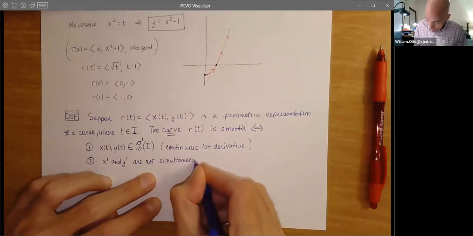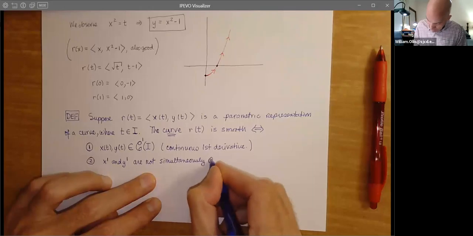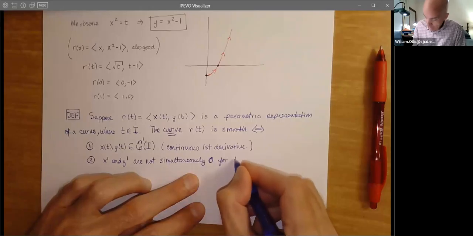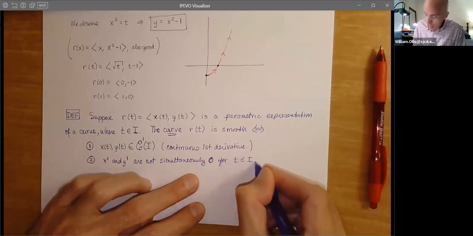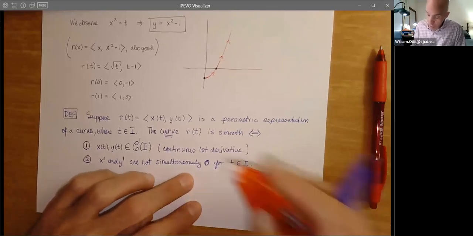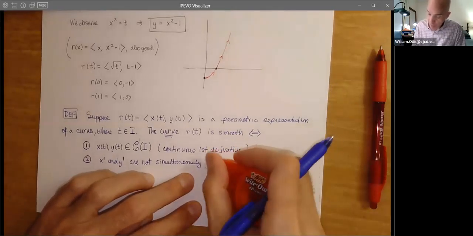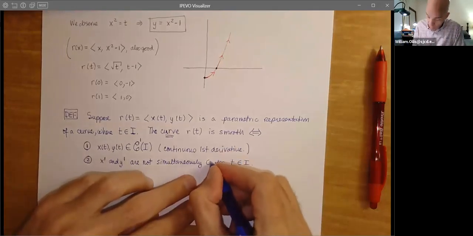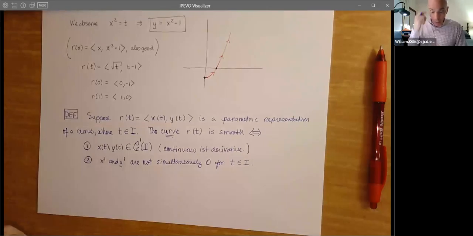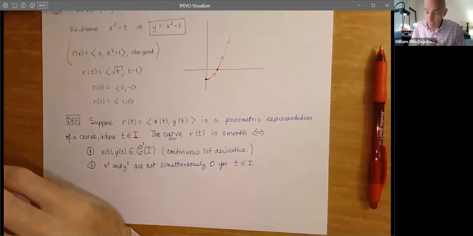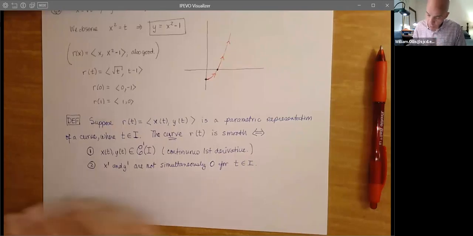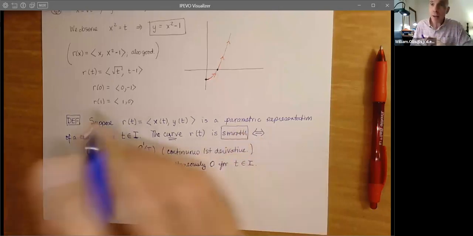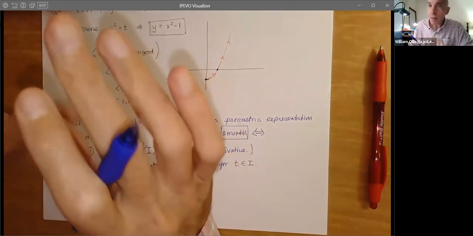But what's the other piece? x prime and y prime are not simultaneously zero for t an element of I. Now, of course, lots of times when we work with the calculus, we'll see that they're zero at the endpoints, and we don't worry so much.